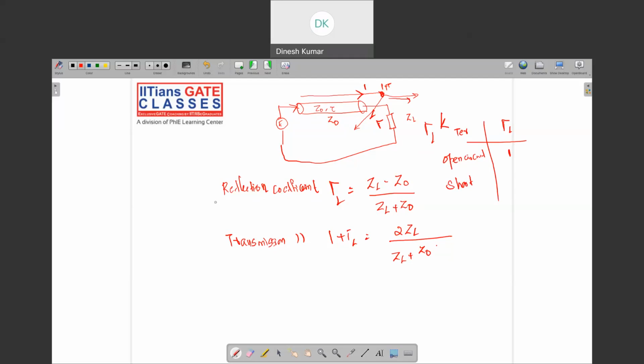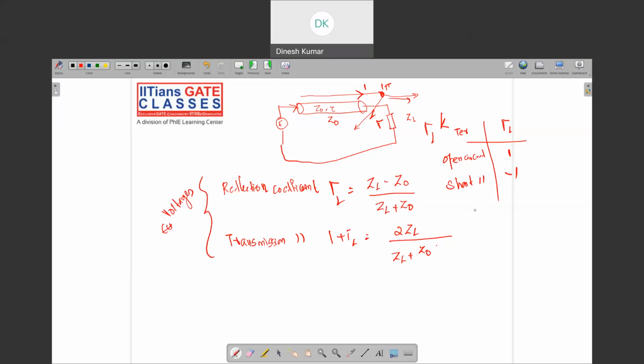Okay, these are for voltages. Current just changes the sign, that's all. These are for voltages. So what is basically happening in a short circuit? Short circuit means this is basically 0, right? So that is minus 1.